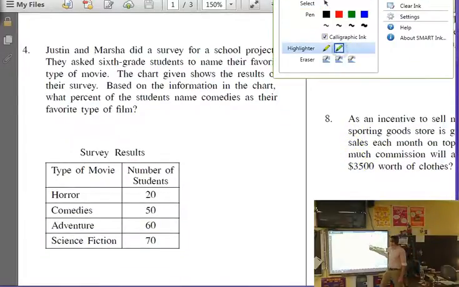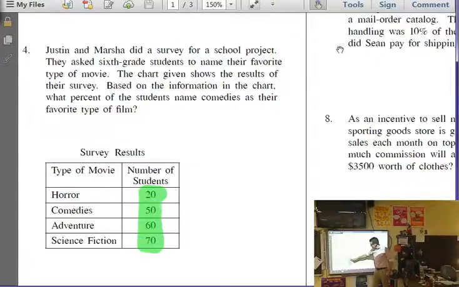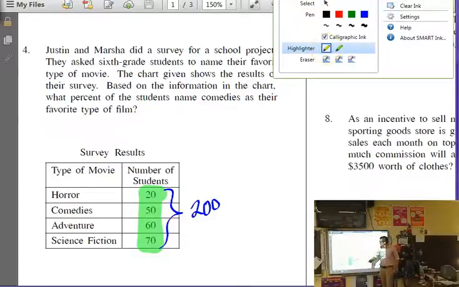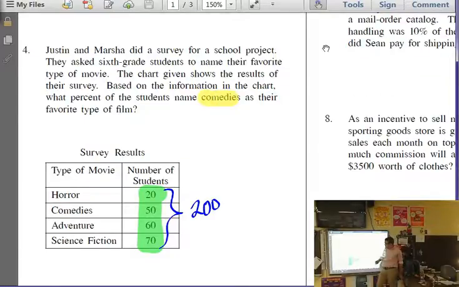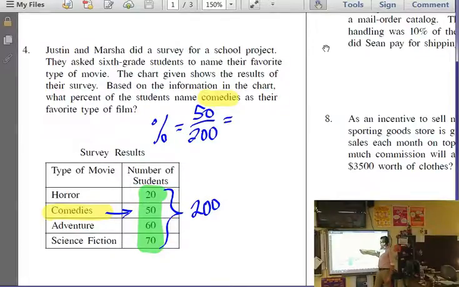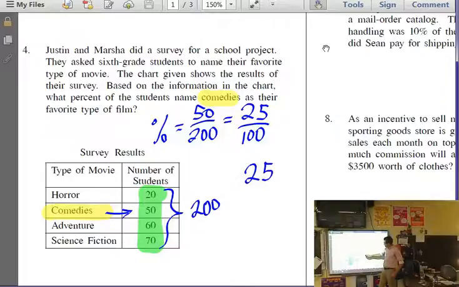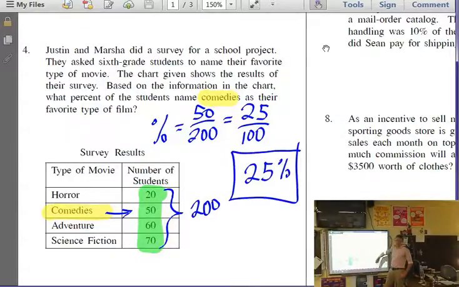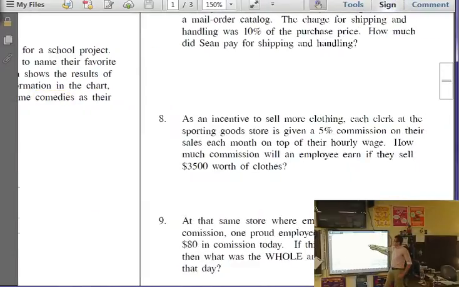Right here, some people had an issue thinking about the part and the whole. The whole is going to be everybody that gets surveyed, which if I total this up, comes out to be 200. And the part that we're looking for is going to be comedies. So we want how many people listed comedies as their favorite. Well, that, of course, is 50. So to find our percent, we just do 50 divided by 200. That can reduce down to 25 over 100. And we could stop right there, because if we're over 100, the numerator value is my percent, and I get 25%. We do the exact same thing in number 5.